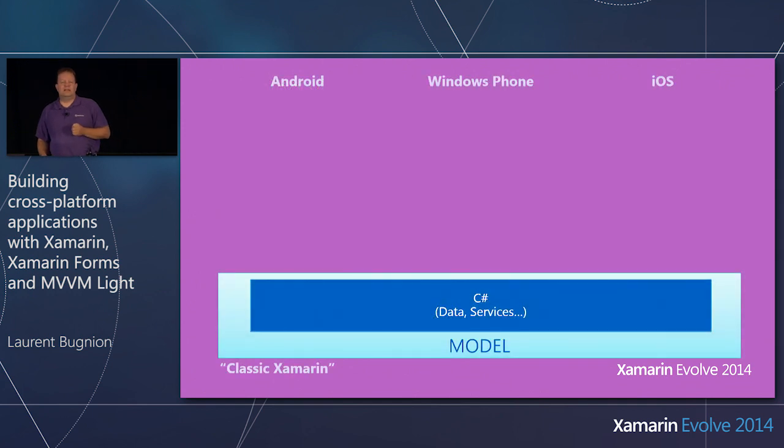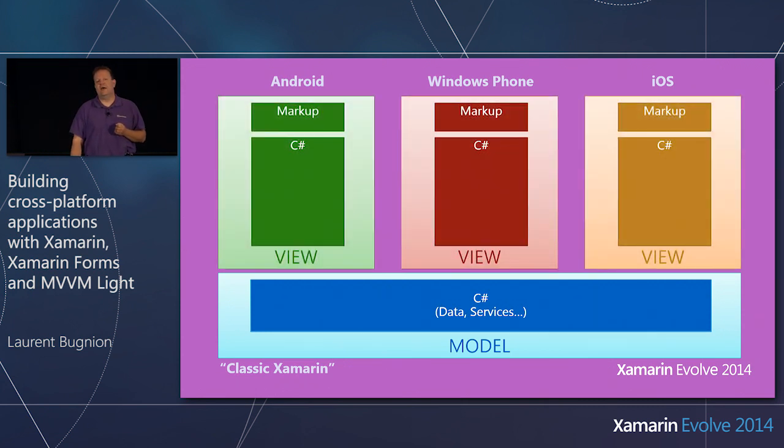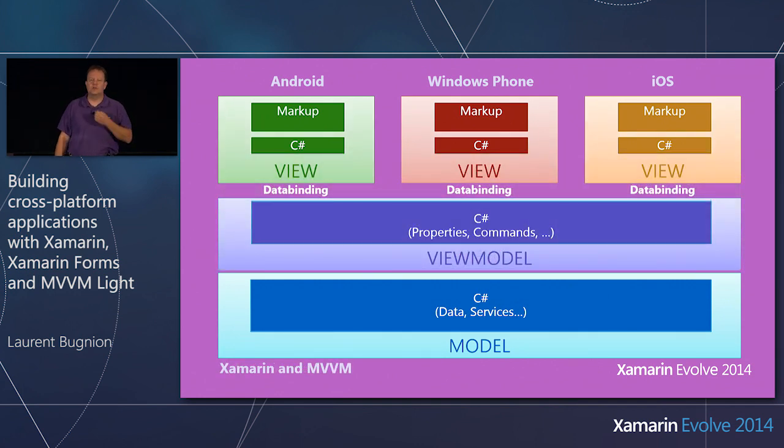So if you consider a classic Xamarin application, it looks a little bit like that. You have quite a lot of code which can be shared at the model level, data access, web services, JSON deserialization and serialization, and all these kind of things. But on top of it, you have the 3 silos still. And even though you can share quite a lot of code, we can do better. And what we do now is adding an additional layer called the view model layer on top of that.